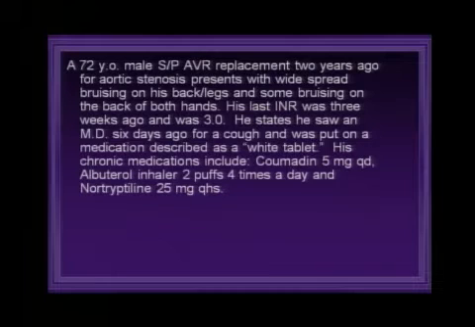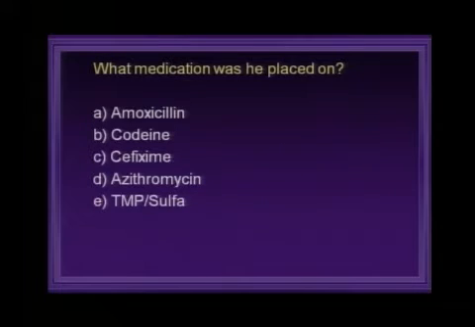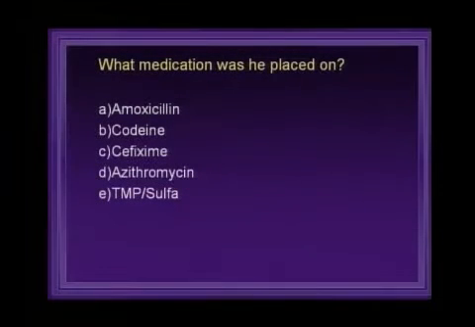His last INR was 3 weeks ago and was at his target of 3. He states he saw a physician 6 days ago for a cough and was put on a medication described as a white tablet. When asked to further describe it, he says, a large white tablet. His chronic medications include warfarin 5 milligrams a day, albuterol 2 puffs 4 times a day, and nortriptyline 25 milligrams QHS. So we got a guy who's bruising everywhere, who's on warfarin. What medication was he put on? Amoxicillin, codeine, cefixime, azithromycin, or trimethoprim sulfa?